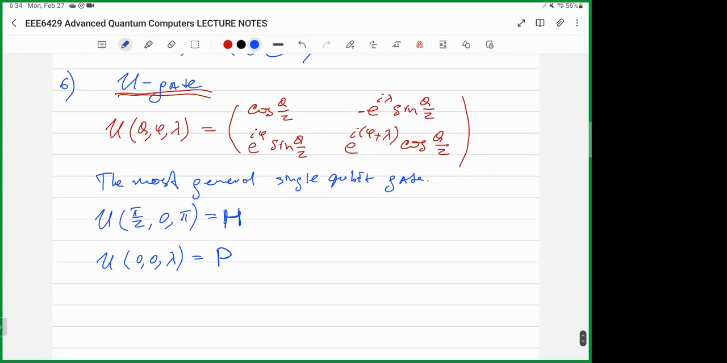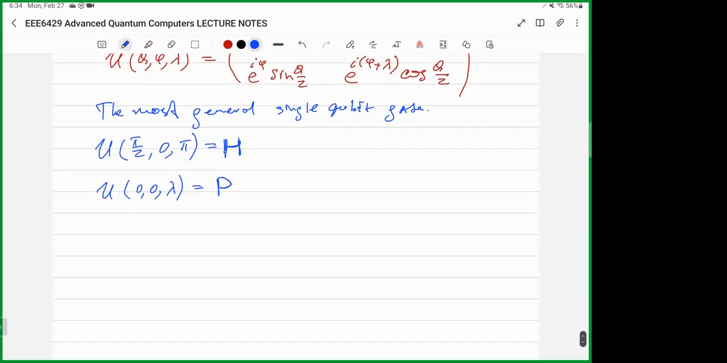I bring this U gate because we often meet it in the literature, so it's instructive to bring it for the completeness of the story. So this is about single qubit gates. A single qubit gate has one input, one output, and of course it's unitary.